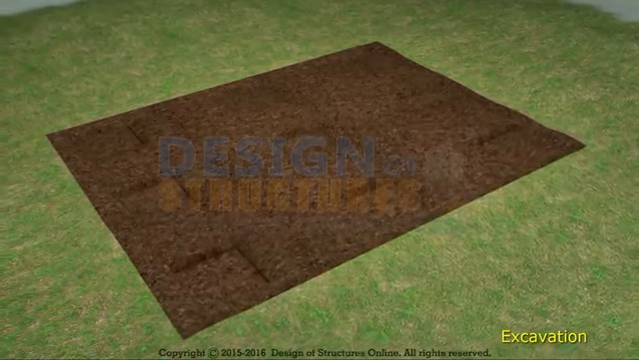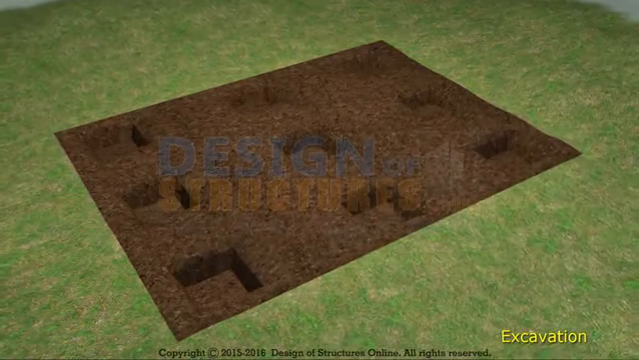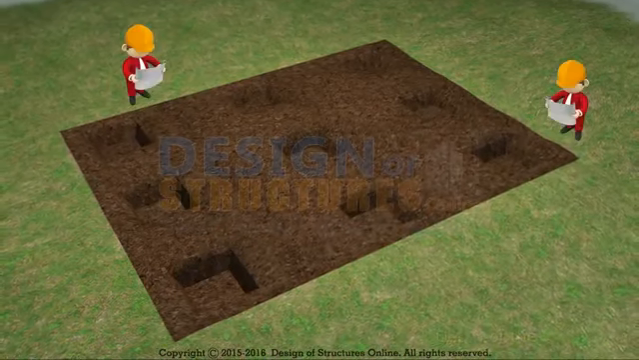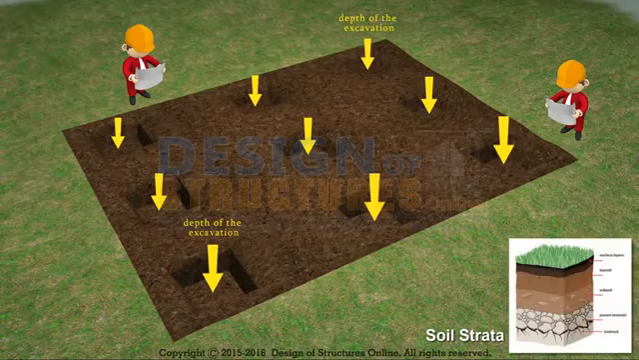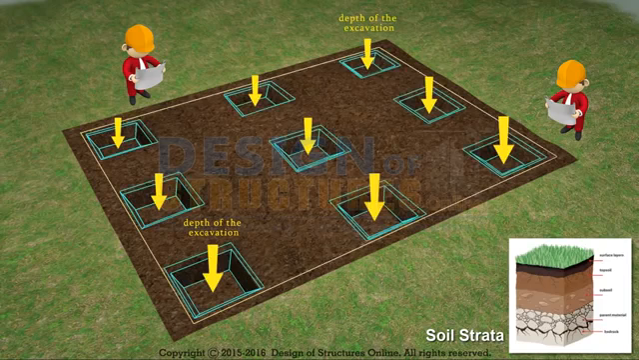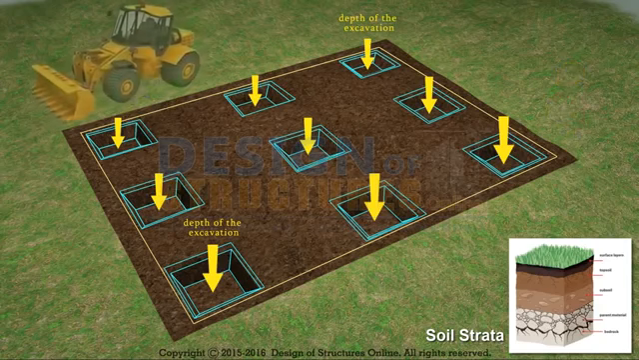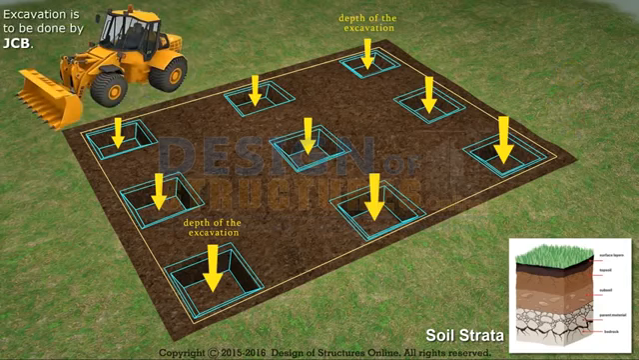Excavation. A structural engineer will be needed to determine the depth of the excavation. The depth will vary as per building depending upon soil strata. Excavation should be carried out as per the drawings' defined lengths and widths. Excavation is to be done by the JCB.